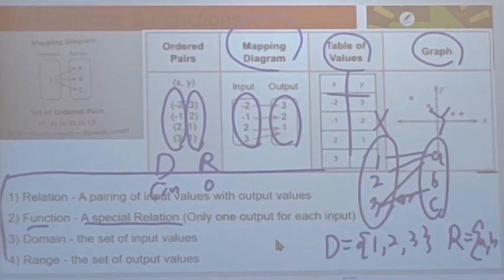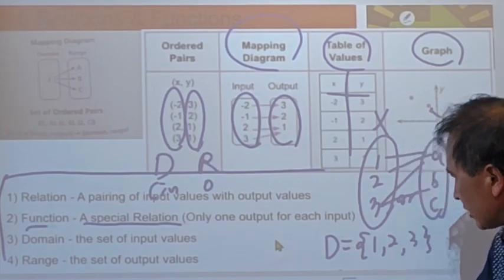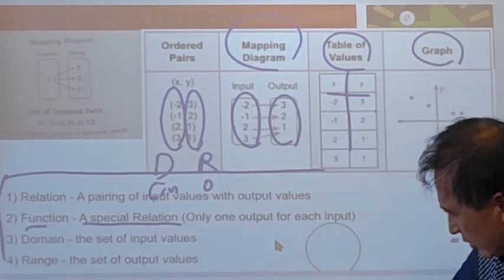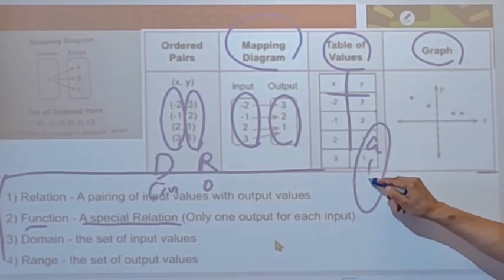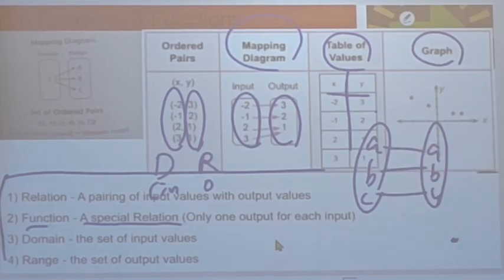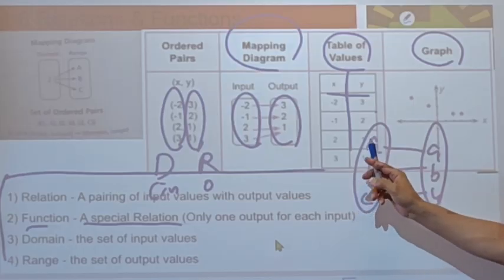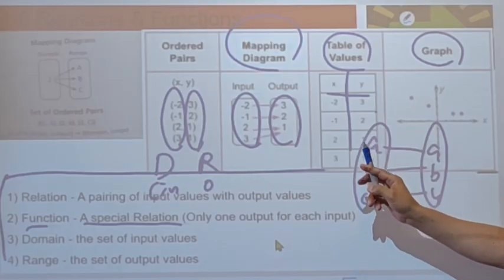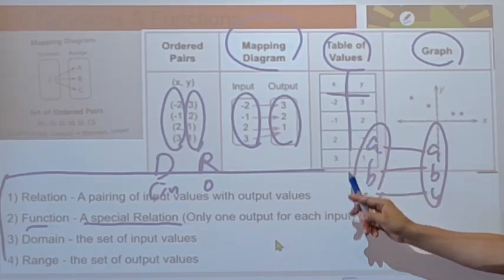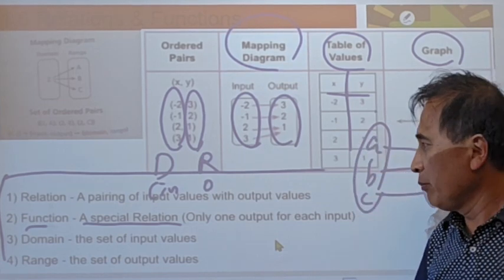So, function now clear? Would it still be a function if each number had its own letter? Yes, it's fine, because the condition is only about the input. If one input has two outputs, like 2 or 3 here, that's not a function. Only one output each, that's a function. Make sense, everybody?